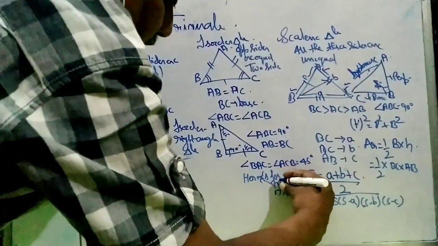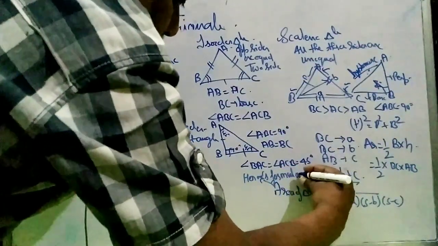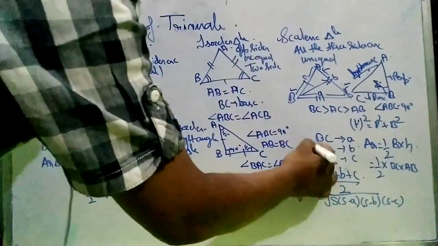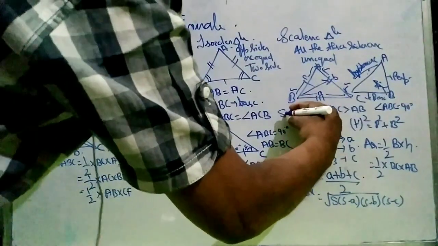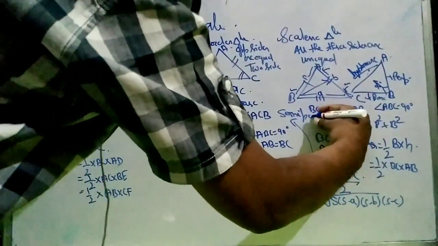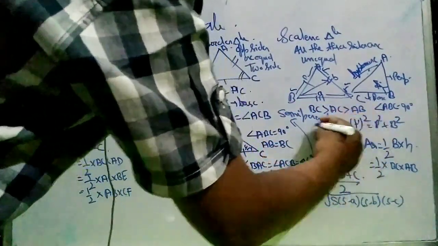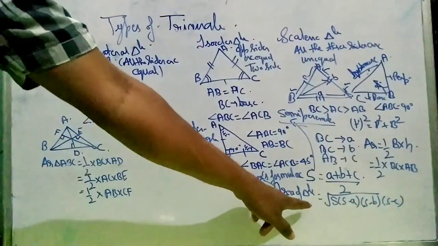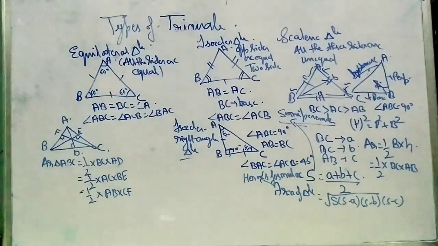It is also known as Heron's formula. Is this clear? And where S denotes the semi perimeter. What does S denote? Semi perimeter. S denotes semi perimeter. So the area of a triangle is equal to the square root of s into s minus a, s minus b and s minus c.